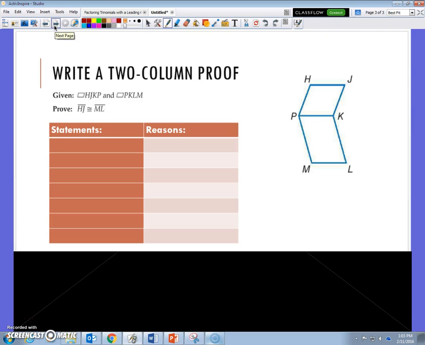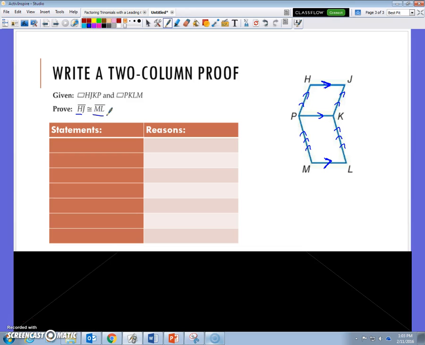And this guy, okay, we're given that HJKP and PKLM are parallelograms. So what I'm going to do is put on here my parallel lines, and I actually just did that. I know they're parallel on both sides, like so, and I actually just pretty much gave away the proof when I put the same mark on each one of these.